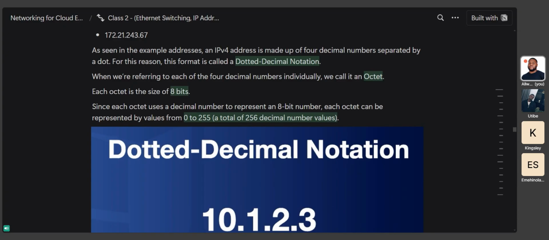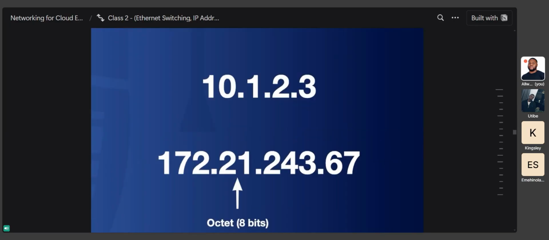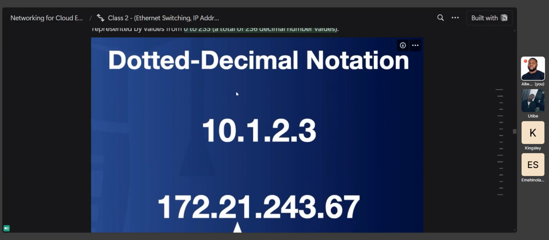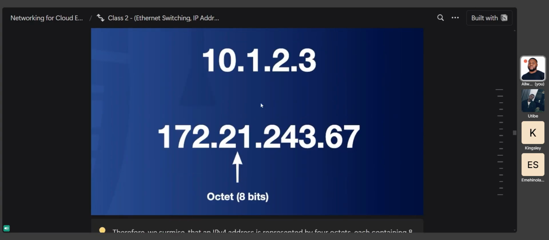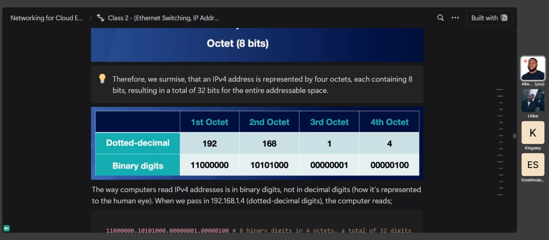All these things are very important to note, but again, I'm going to share this Notion board with everyone so you have access to it. Since each octet uses a decimal number to represent an 8-bit number, each octet can be represented by values from 0 to 255, which is a total of 256 decimal values. This is a visual aid to understand everything I just said. So we can summarize that an IPv4 address is represented by 4 octets, each containing 8 bits, resulting in a total of 32 bits for the entire addressable space.